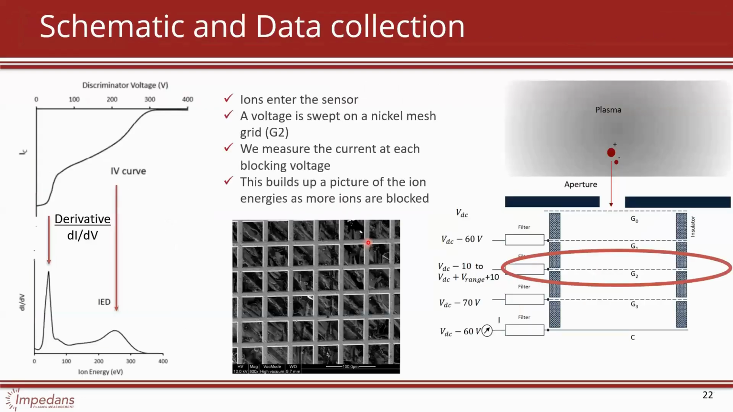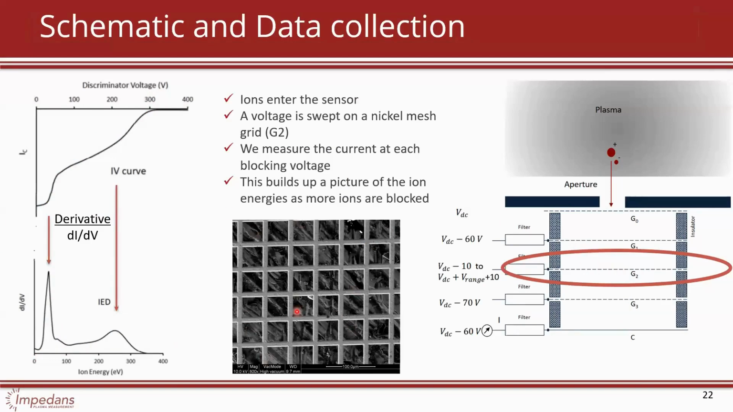Just a quick reminder of how these sensors work. You have a number of grids. You have a grid that prevents plasma from getting in. You repel electrons, and then you sweep this grid to discriminate ions of different energies. The ion discrimination curves look like this. So the higher the voltage, the lower the current you get until there's no current. And this means at this point you've blocked all the ions. Take a derivative of this, and you see the ion energy distribution function.